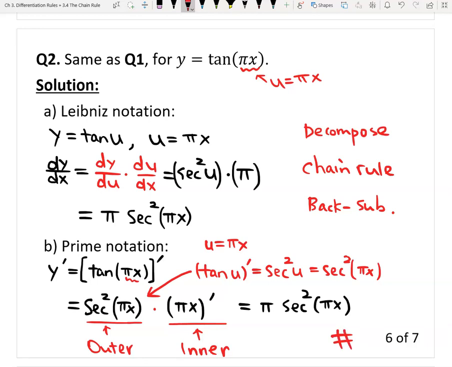Can we compare the answers now? Of course, they are the same. Use the prime notation, we get this. Use Leibniz notation, we get the same. Definitely they are the same. This is the second question. I hope you know how to organize it now. Let me practice the last question together.